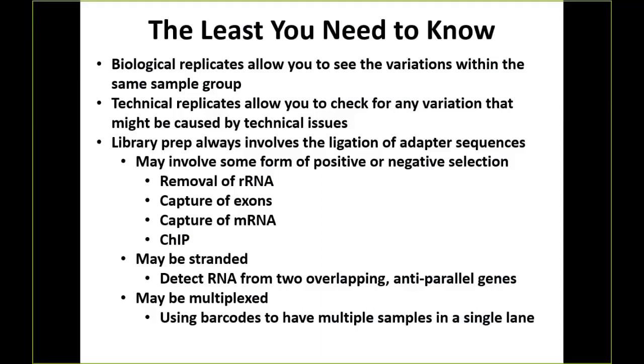Library prep is pretty much always going to involve ligating sequences on there. These adapters contain all the sequences that you need to add onto your DNA so that it can be put in for sequencing. Library prep may also involve certain selective processes, so amplifying things, removing things like ribosomal RNAs, capturing exons. The reads themselves are generally paired end, but it may or may not need to be stranded depending on what you're looking for. And it may or may not need to be multiplexed.